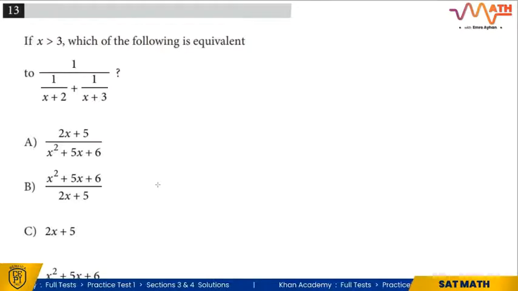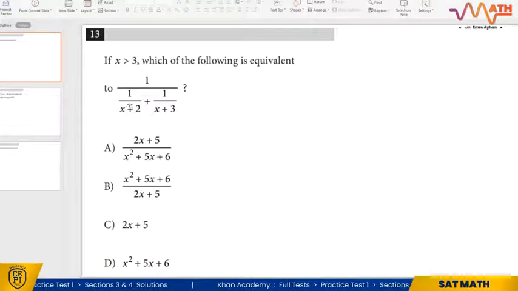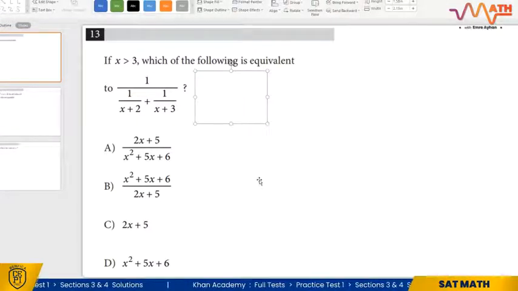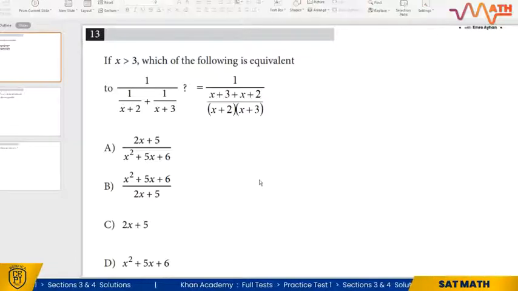Number 13. If x is bigger than 3, which of the following is equivalent to the given? Let me take another presentation here to solve this question. First, we need to equalize denominators. So when we equalize, we multiply the first one by x plus 3 and the second one by x plus 2. So we obtain this. This is the common denominator, and this is the numerator.